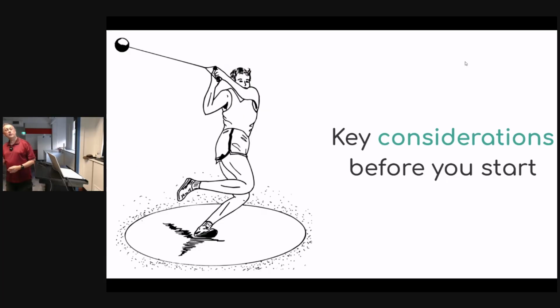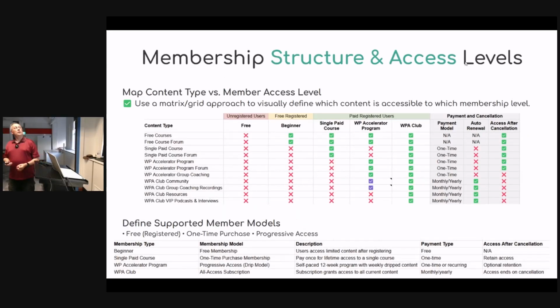So some key things you need to consider. This is at the planning phase when you're sitting down with your client. It could either be a strategy or it could be the beginning of the project itself. What you need to do is try and map what content types you have. So what are you offering? What's the client offering? With the type of members that are going to access your system. So I do this in two ways. I have a content type versus member access level matrix. And I also have the member models that we're covering.